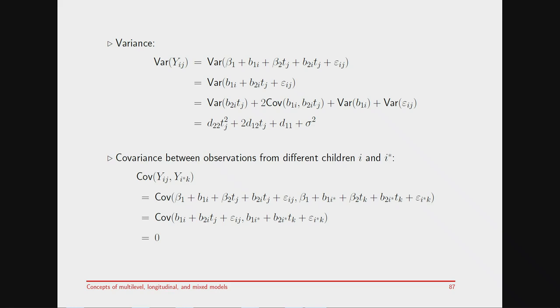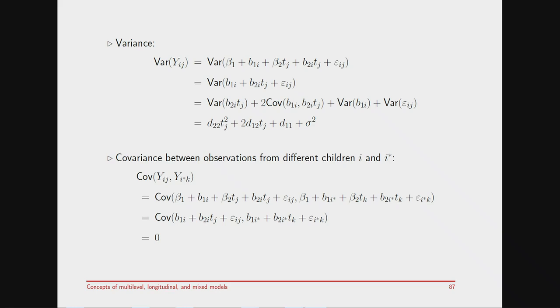And it's a complex function. But what you do see is that suddenly it's no longer constant. It's no longer assumed to remain constant throughout the observation periods. It depends on time. So the variance of your outcome is a function of time, but it's not just any function, it's a quadratic function.